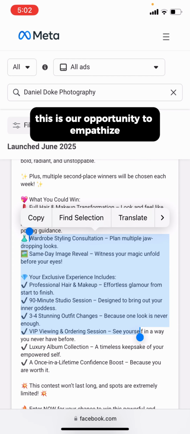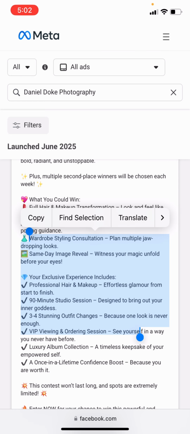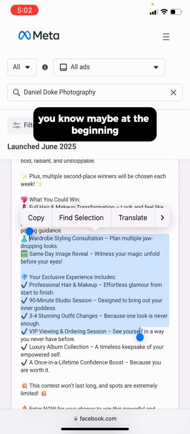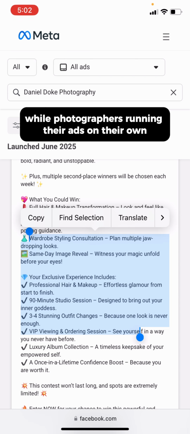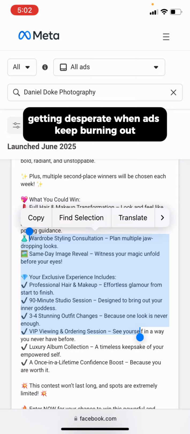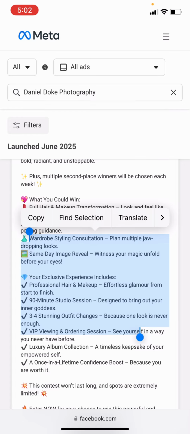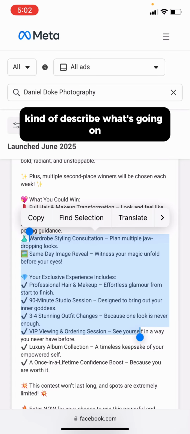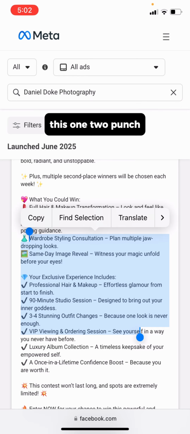This is our opportunity to empathize with them. We see you. We know what's going on. Like I did at the beginning, talking about boudoir photographers running their ads on their own, getting desperate when ads keep burning out, or frustrated at the agency, ad keeps burning out, same ad spend, worse results over time. So it's our chance to empathize, describe what's going on, show we understand them, show we know exactly what the heck's going on. Now, we got to get this 1-2 punch right.